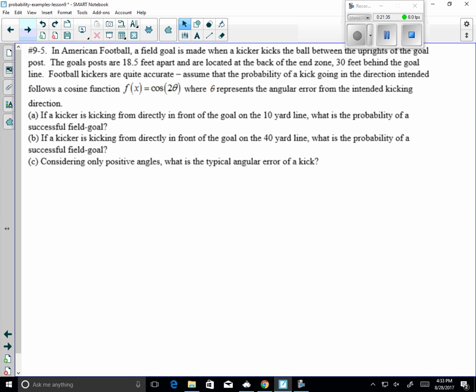Okay, A, if a kicker is kicking from directly in front of the goal on the 10-yard line, what's the probability of a successful field goal? And then B, if a kicker is kicking from directly in front of the goal on the 40-yard line, what's the probability of a successful field goal? And then considering only positive angles, what is the typical angular error of a kick? Okay, challenging problem here. So pause, think about it, give it a try, and then unpause.